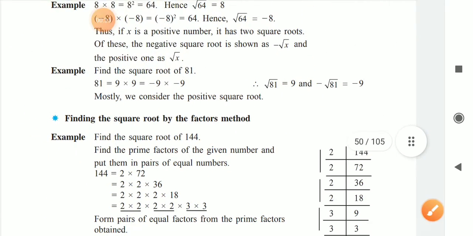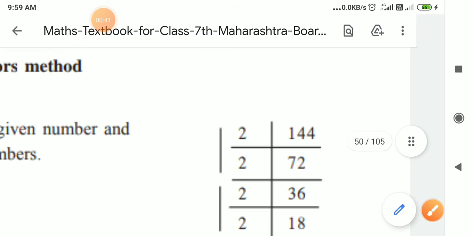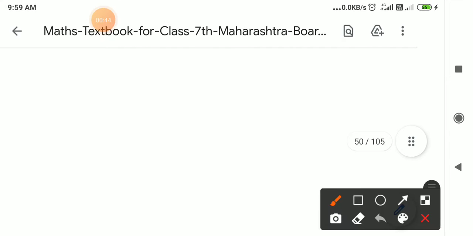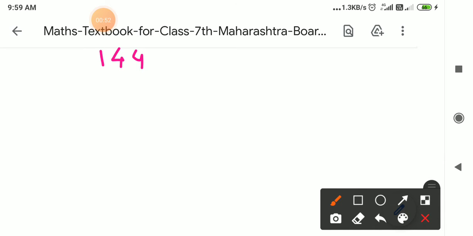Yesterday till here we saw it. And here, finding the square root by which method? Factors method. So the factors method is very easy actually. 144 is the example given to us. And you know that, as I told you yesterday, you have to learn the squares till 30, 1 to 30. Okay. Once you learn this, then what happens? Your base is perfect and there will be no problem whenever you are solving the example.